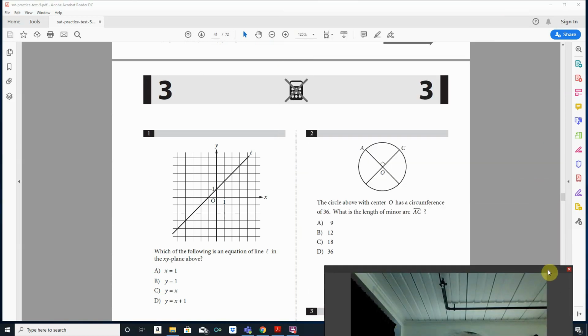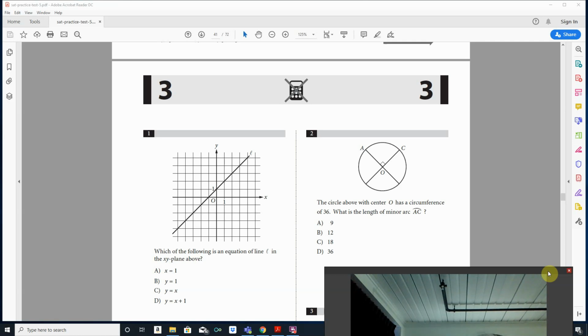Okay. Which of the following is the equation of line L in the xy plane above? Well, we can see that it goes through 0, 1, and -1, 0. So the slope is y2 minus y1, so 1 minus 0 over 0 minus -1. So it's just going to be 1 over 1, which is 1, which makes sense. It goes up 1 square for every one that it goes over, so I could have just looked at the grid. And since it's at the beginning of the test, it makes sense that that's actually going to be easy.